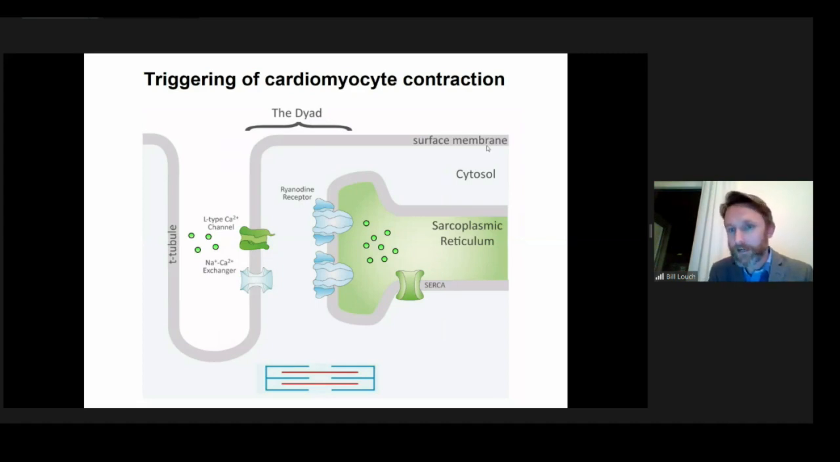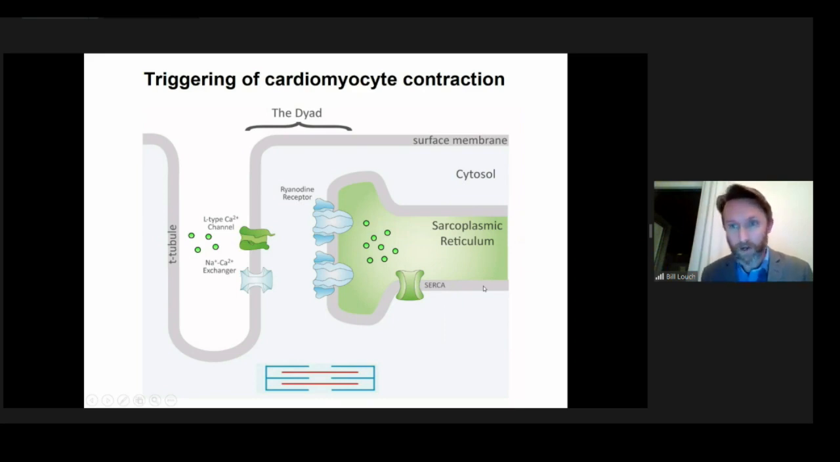You have the surface membrane shown here, and it has these tubes which extend down into the cell called T-tubules. You can see them in the previous diagram I showed you. And they contain a number of important proteins that move calcium around. You can also see here the sarcoplasmic reticulum where calcium is stored.